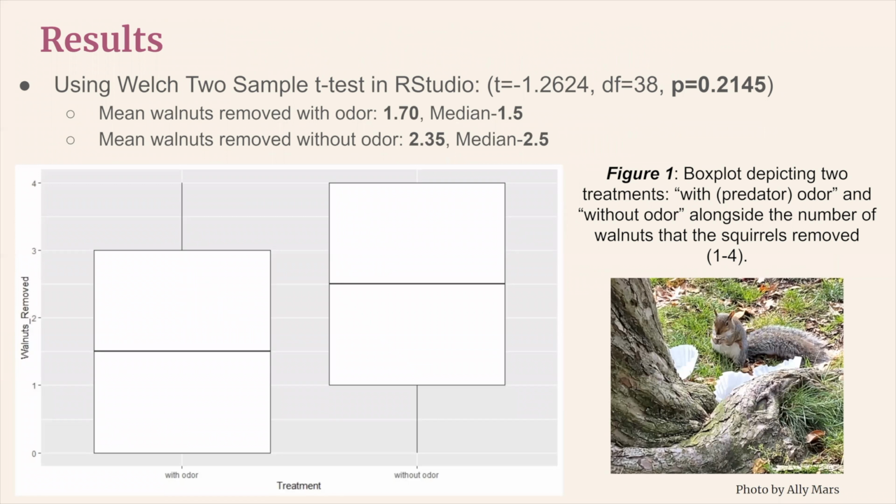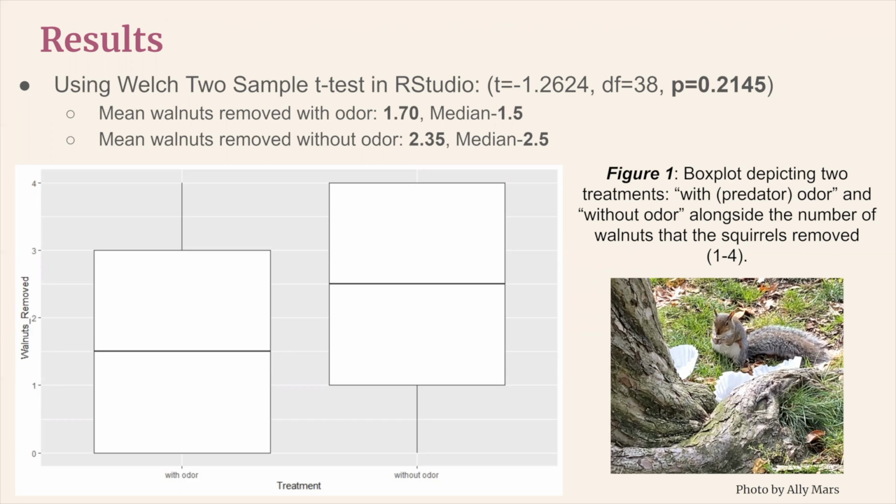For my results, I used a Welch two-sample t-test in RStudio, with my results on the right in parentheses. I had obtained a t-value of negative 1.2624, and this actually indicates the reversal in the directionality of the effect, and this had no bearing on the significance of the difference between the treatment types overall. A degree of freedom of 38, and more importantly, a p-value of 0.2145.